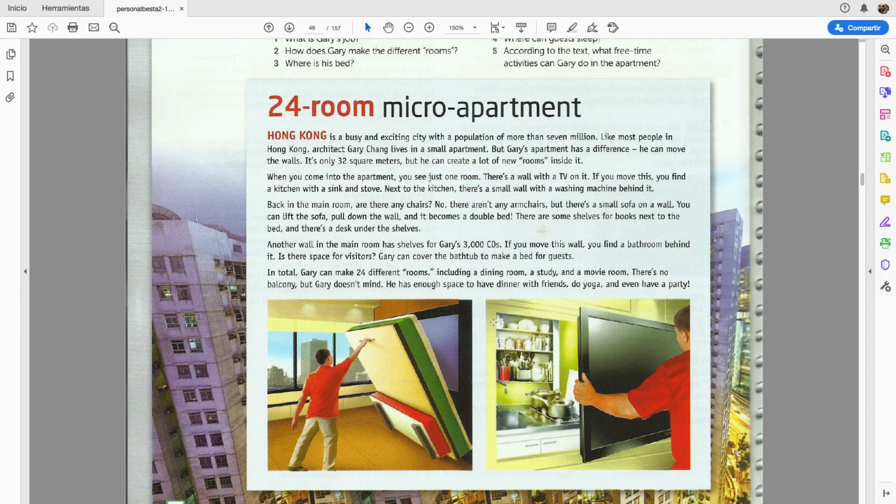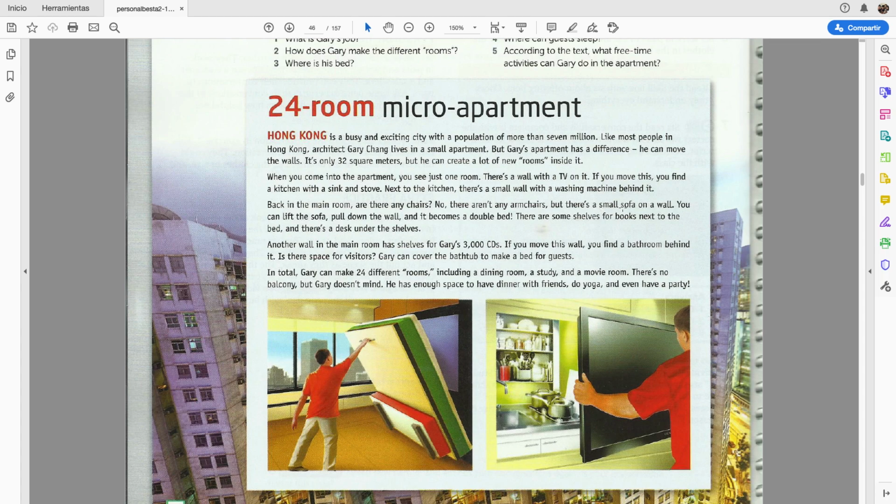A sink is this one. This is the sink. El caño, right? The sink. And a stove. Remember a stove? Next to the kitchen, there's a small wall with a washing machine behind it. Back in the main room, are there any chairs? No, there aren't any chairs.